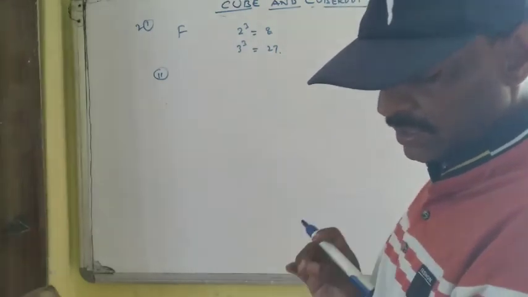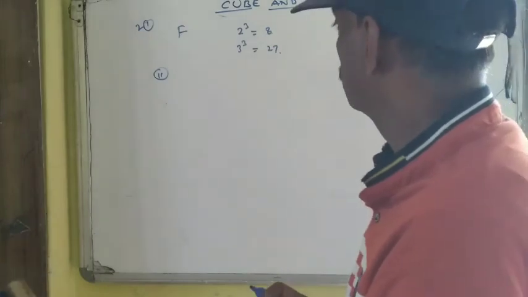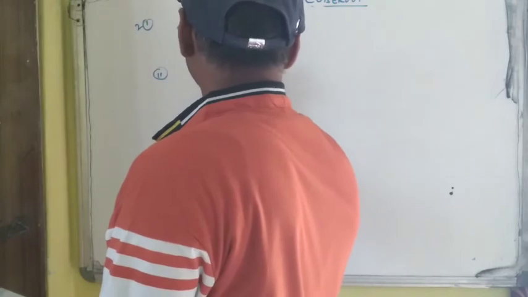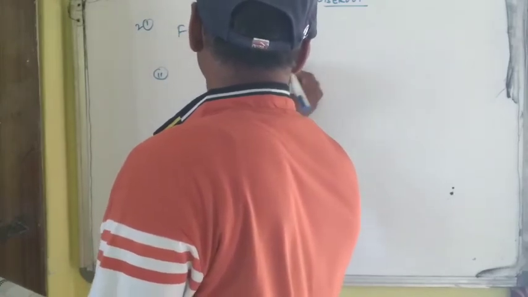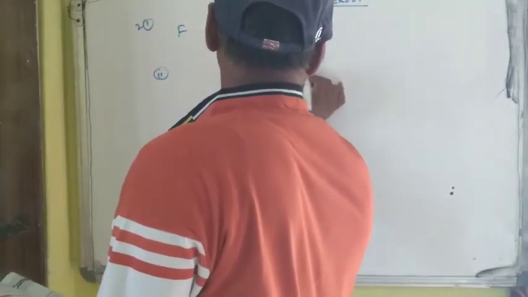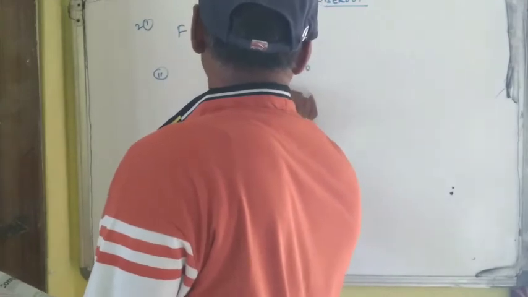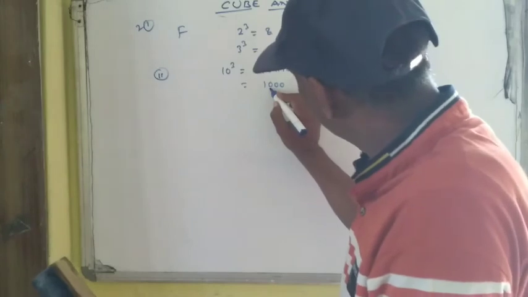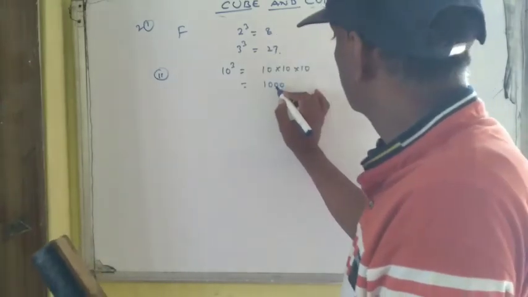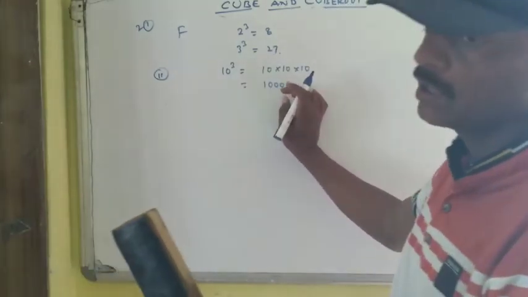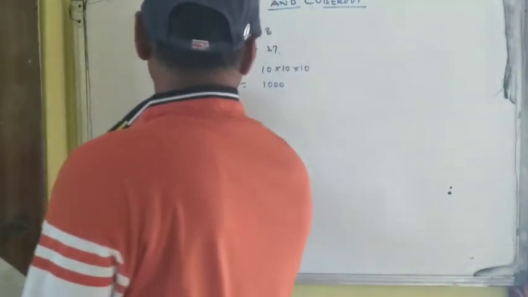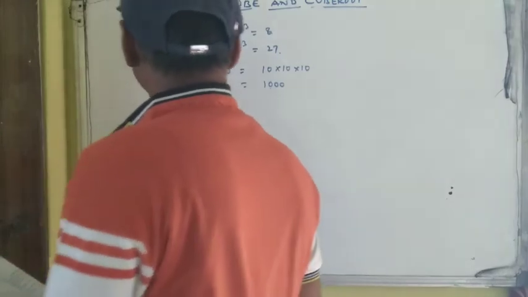A perfect cube does not end with 2 zeros. Just see here, if you take the cube of 10, it will be 10 into 10 into 10, and the result is 1000. So at last you will see that there will not be even two zeros. Always the number of zeros will be a multiple of three, not two. So it is given that it will not be two zeros, so it is true.